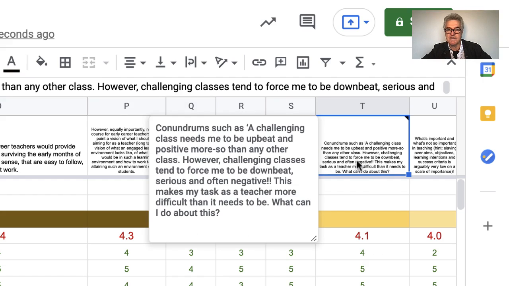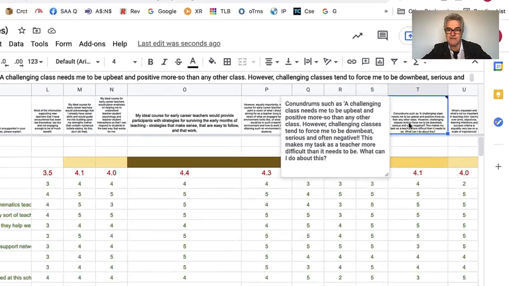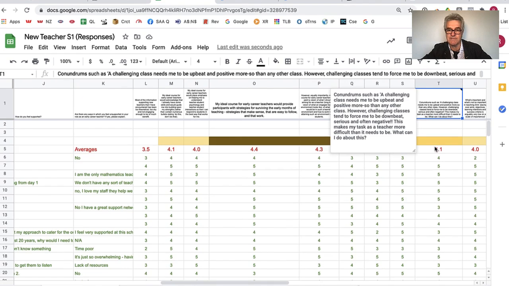This one here, conundrums such as, a challenging class needs me to be upbeat and positive, more so than any other class. However, challenging classes tend to force me to be downbeat, serious, and often negative. This makes my task as a teacher more difficult than it needs to be. What can I do about this? This is one of the biggest conundrums, I think, in teaching. And yes, we talk about that.